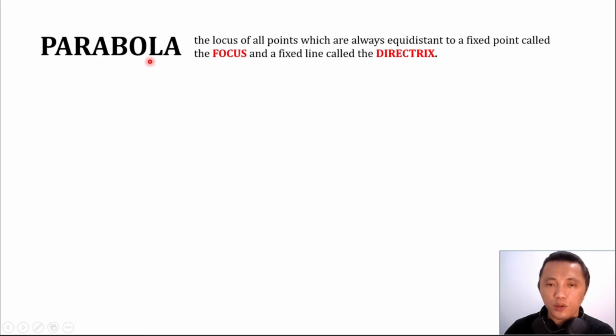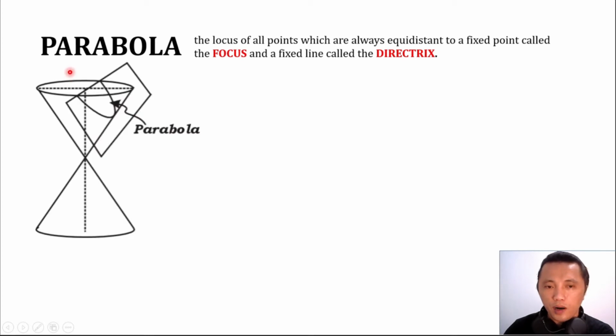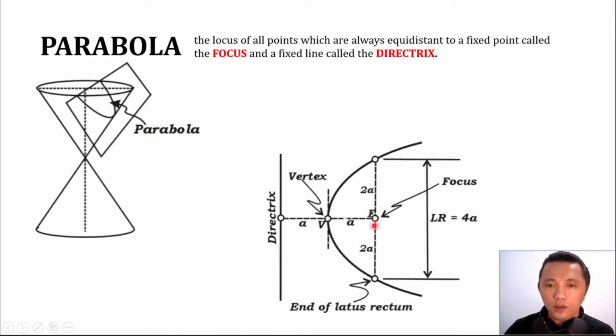to a fixed point called the focus and a fixed line called the directrix. So a parabola is formed by passing a plane through any of the cones. So just to hit one cone. So you formed a parabola. So you have here the focus.